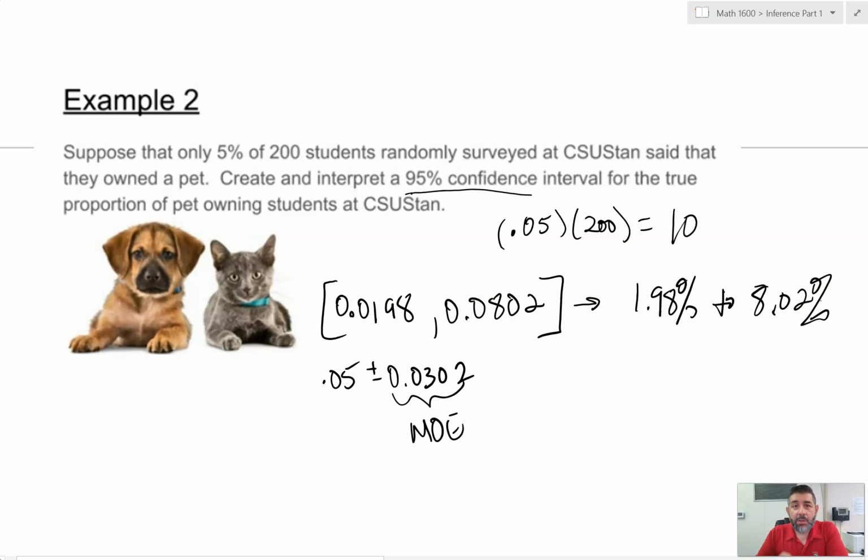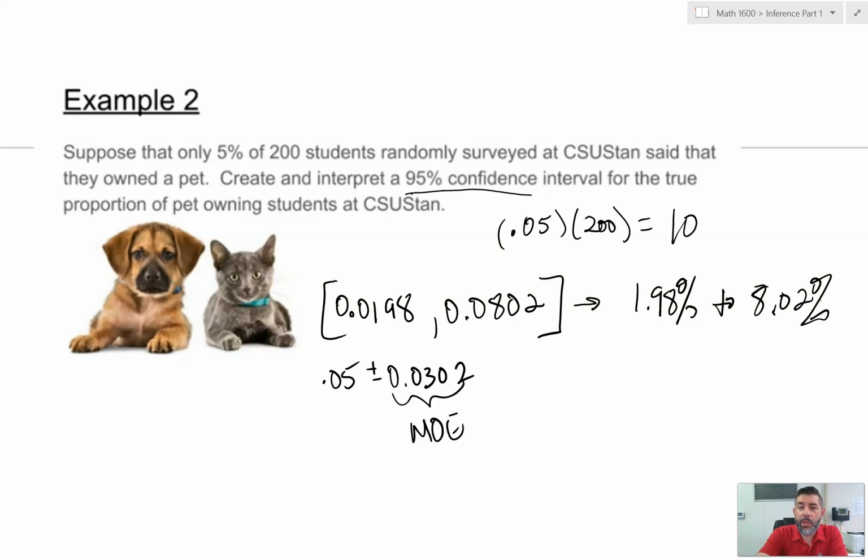So my margin of error tells me on the high end and the low end where my true proportion might lie. So what I'm going to say here is that I am 95% confident that the population proportion of pet owning students at CSU Stan, what I really think is going on in all of CSU Stan, is that somewhere between 1.98% and 8.02% is the true proportion of students that own a pet at CSU Stan. So that would be my interpretation of the confidence interval.